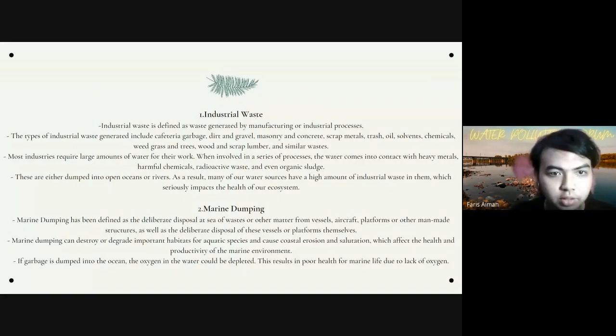Okay, for the first current issue is industrial waste. Industrial waste is defined as waste generated by manufacturing or industrial process. The types of industrial waste generated include cafeteria garbage, dirt and gravel, masonry and concrete, scrap metals, trash or solvent chemical, wheat, grass and trees, wood and scrap lumber and similar waste.